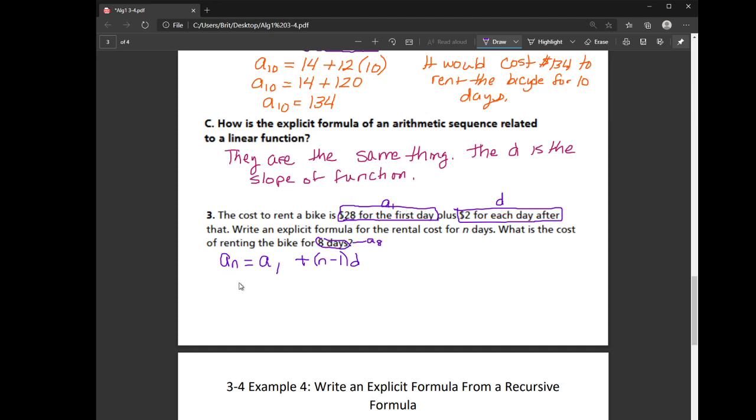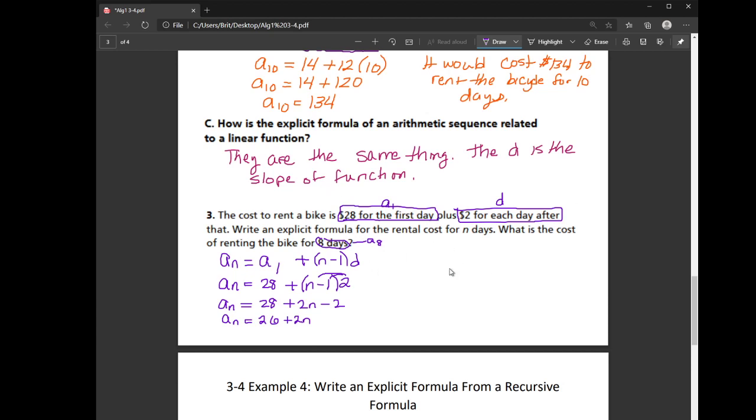So let's take our a sub 1 value and plug it in. So I'm putting a 28 right here. And then I'm going to take my d value, which is 2, and plug it in right there. Alright, so here's my explicit formula. Now, if I want to distribute and collect like terms, I can do that. That's alright. So if I do that, I get plus 2n minus 2. And then if I collect my like terms, 28 minus 2 is 26 plus 2n. Okay?